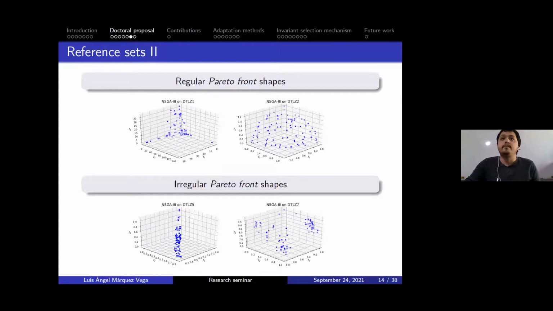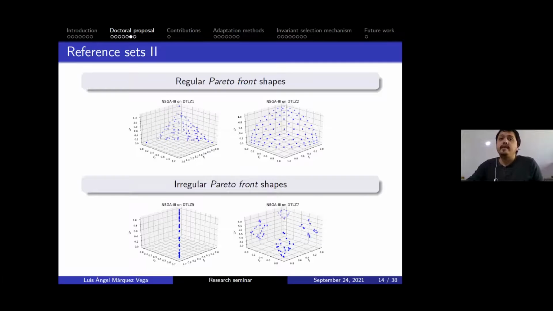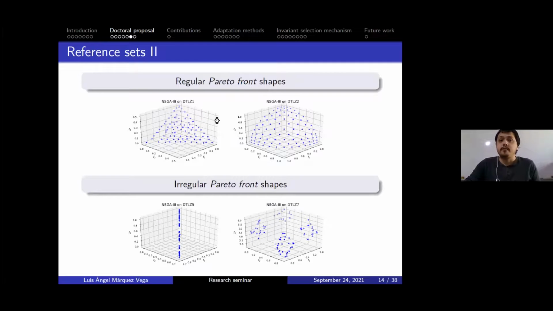Here we can see the optimization process using NSGA-III on 2 problems with regular Pareto front shapes and 2 problems with irregular Pareto front shapes. We can see that NSGA-III obtains an outstanding performance on problems with regular Pareto front shapes, while its performance is not so good. The distribution of solutions is not so good on problems with irregular Pareto front shapes.